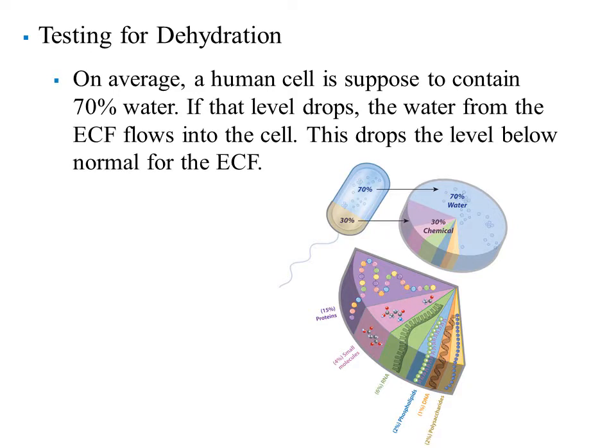Testing for dehydration. On average, a human cell is supposed to contain 70% water. If that level drops, the water from the ECF is going to flow into the cell. This drops the level below normal for the ECF.